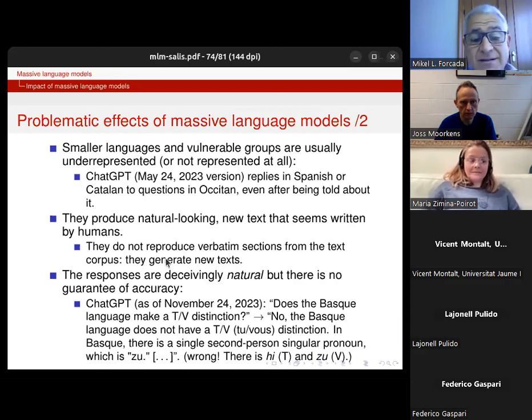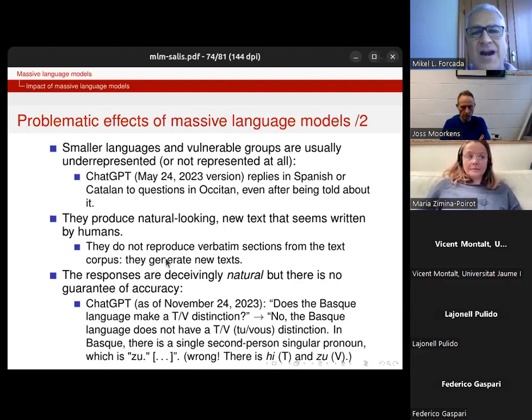Well, in Basque, it says there is a single second person singular pronoun, which is zu. Wrong. There are two pronouns, zu and hi, and there is a very clear T-V distinction in many dialects of Basque. So, very nicely written, but wrong.